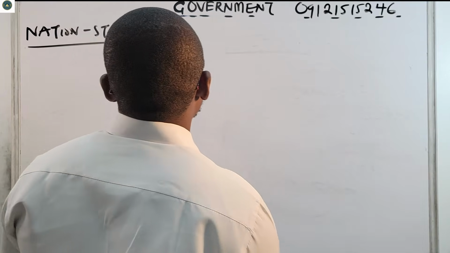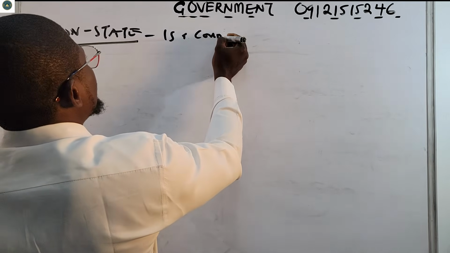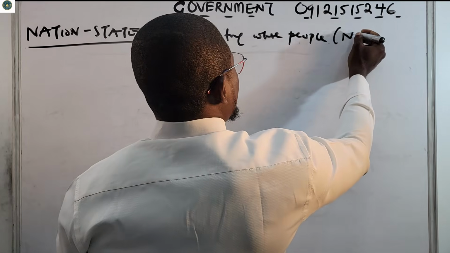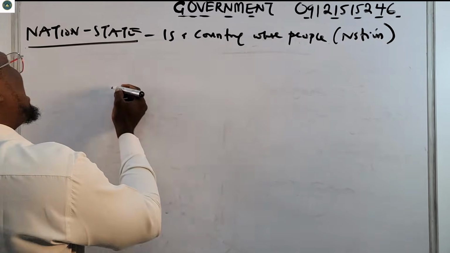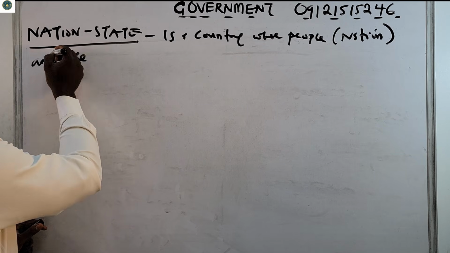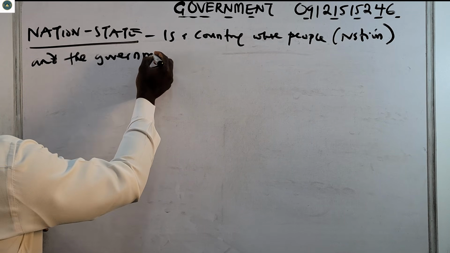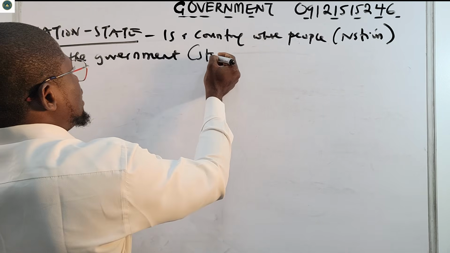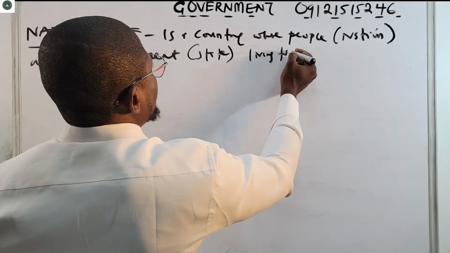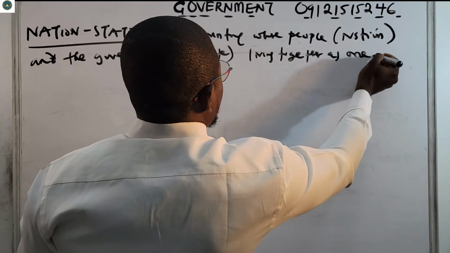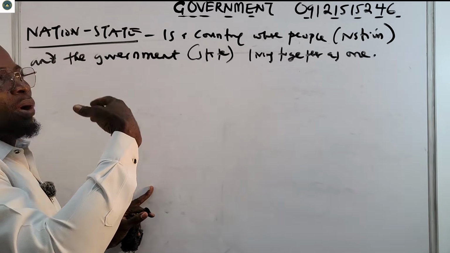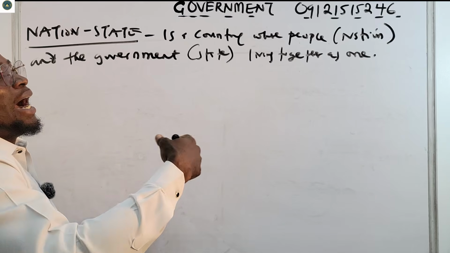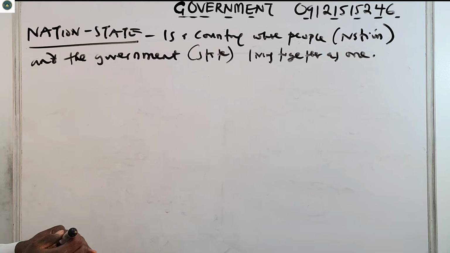So in simple terms, a nation-state is a country where the people, who make up the nation, have a government. The government is the state, because they make the rules and the laws. They live together as one. Or it is a country where the people, the nation, and the government, the state, are together as one. So it's as simple as ABC.